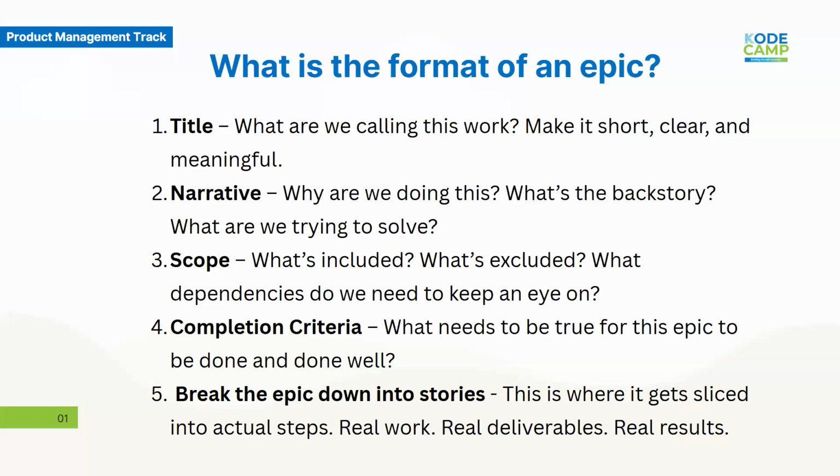Now, after you've titled your epic, written the narrative, clarified the scope, and laid down your completion criteria, right? You can now break them down into fast starts to turn into action. You've been talking about the what and the why. Now it's time for you to figure out the how. How are you going to build this thing? What are the actual steps? What does the team need to pick up and where do they need to start from?